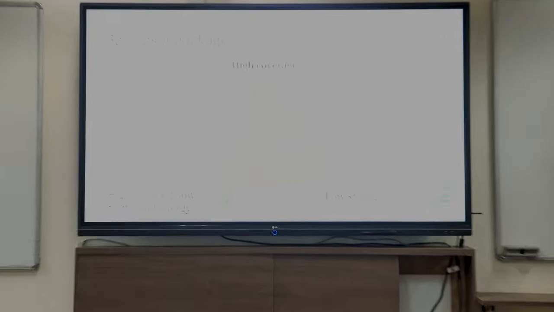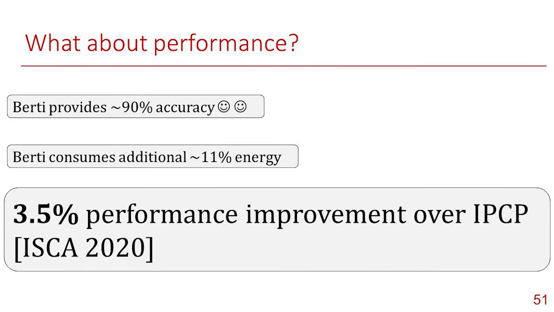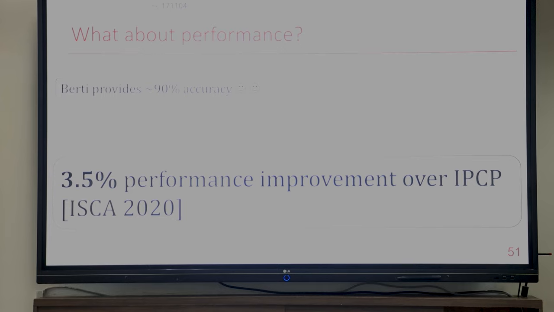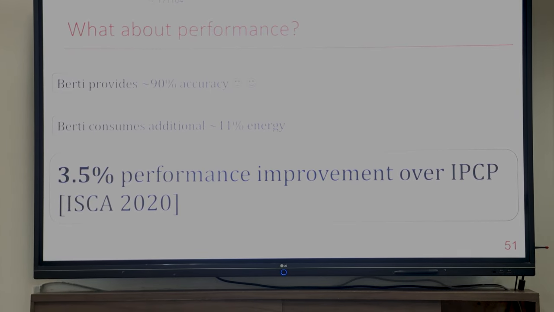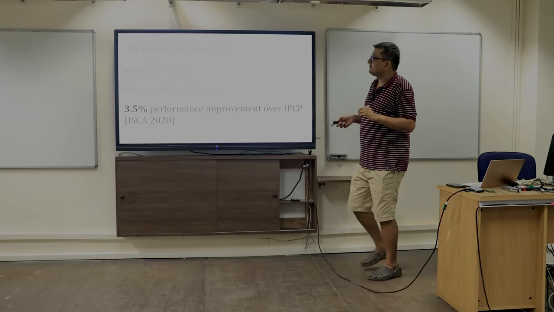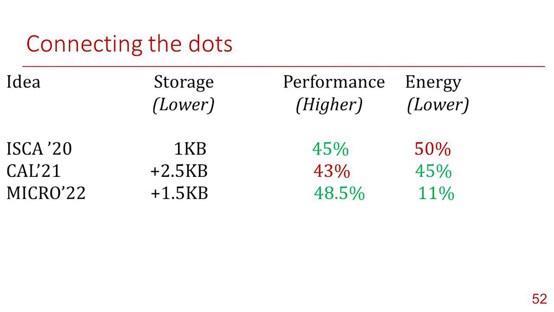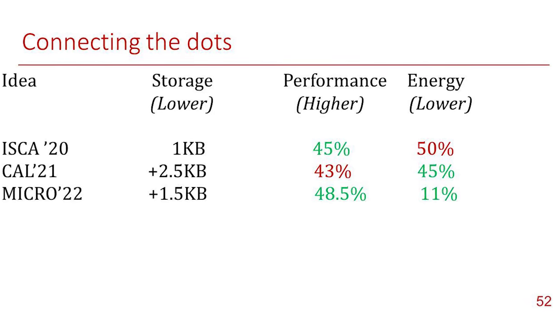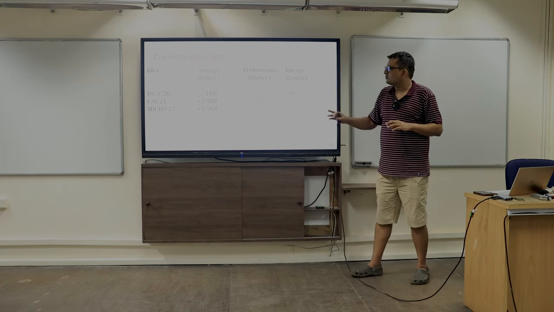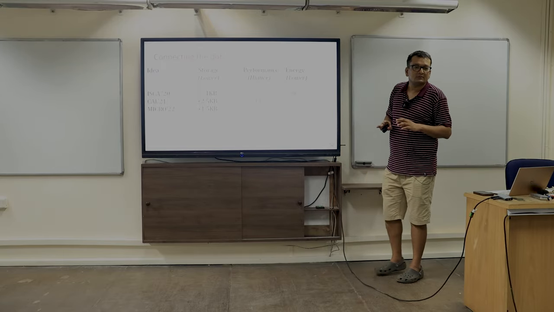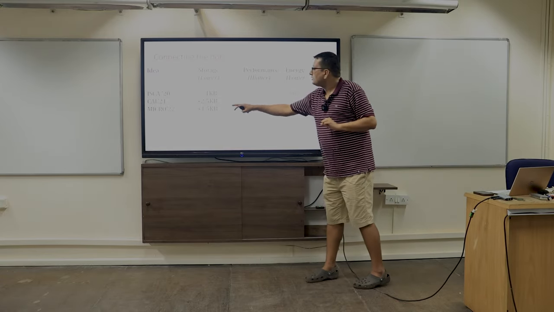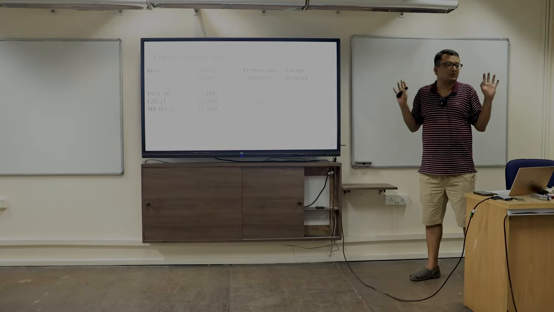Storage overhead is again pretty low. So if I look at the overall story, this improves the previous idea that I proposed by 3.5%. And accuracy is almost 90%. This is the only prefetcher in the market that provides 90% accuracy. And the energy is just 11%. So if you look at the bigger story, this 50 became 11. It's a huge jump. 45 became 48.5, so 3.5 here, almost 40% here. It's a win-win situation. So now I have a prefetcher that solves all the trade-offs that I started with. All good. Any questions here?